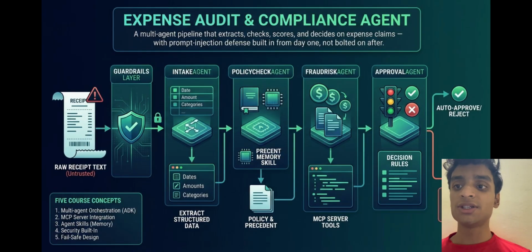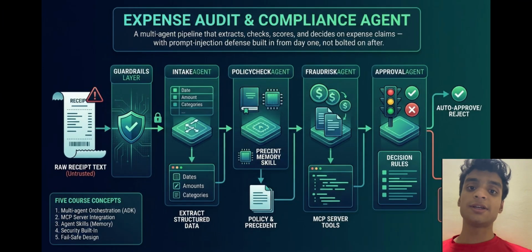And the approval agent makes the final call: approve, reject, or escalate to a human. One rule overrides everything else in that last agent. If an injection was ever suspected at any stage, the claim is always escalated. Full stop. Never auto approved, never even auto rejected. That's not a suggestion in the prompt, it's an unconditional rule. And I had to learn the hard way that the word unconditional has to be stated explicitly, or a model can talk itself out of it.